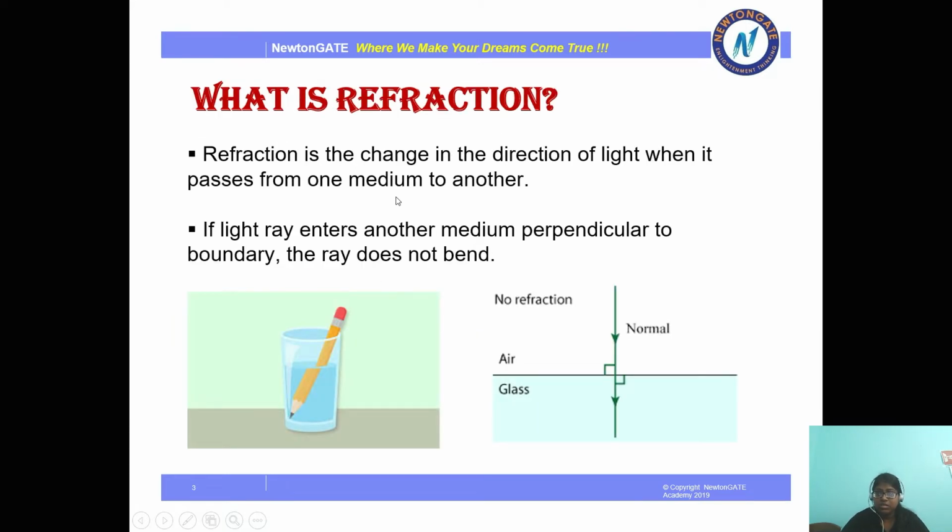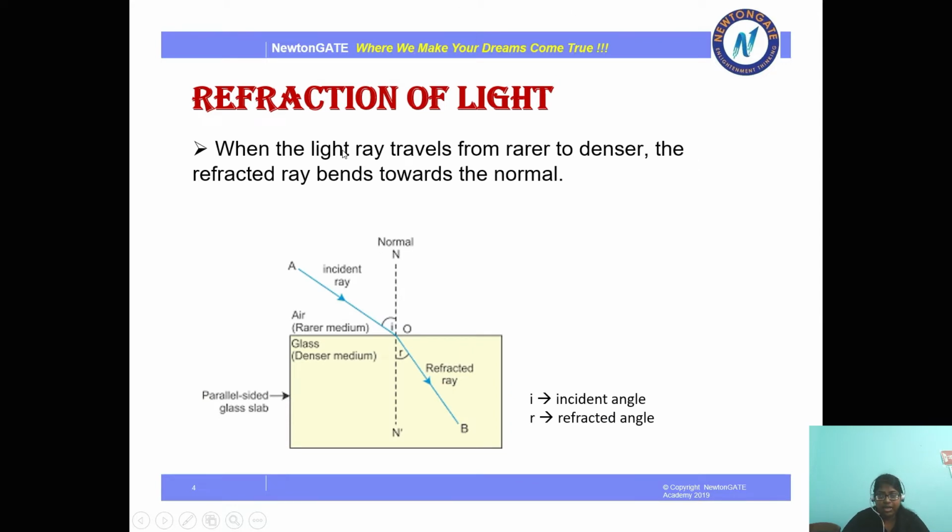Now what is the normal? When your light was supposed to pass through at 90 degrees, it passed without any refraction. That particular line will be known as the normal, just like in the case of reflection, we defined the normal as well. So if any light ray is traveling from rarer to denser medium, it will bend towards the normal. Your incident angle i is more than your refracted angle r. This is not the reflection angle or reflected angle, this is the refraction angle or refracted angle.